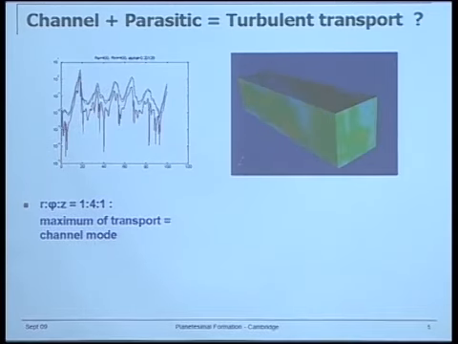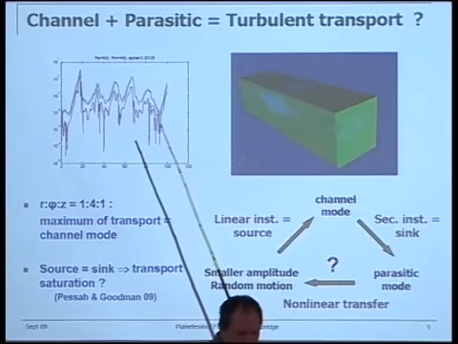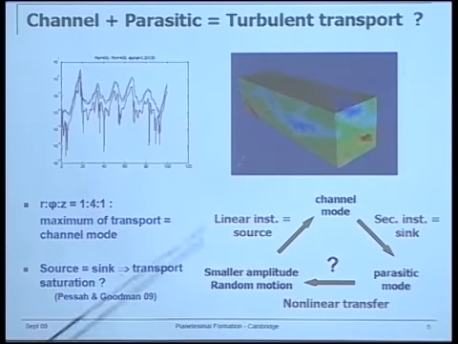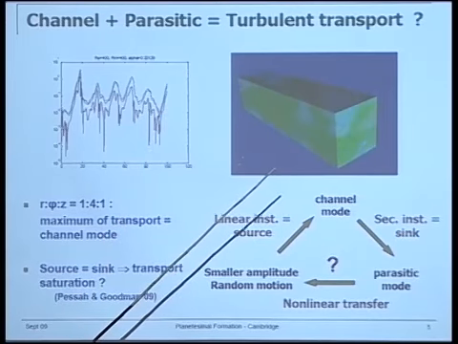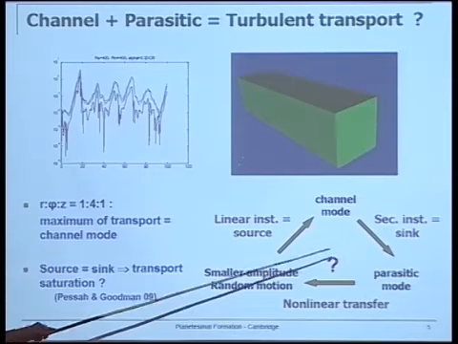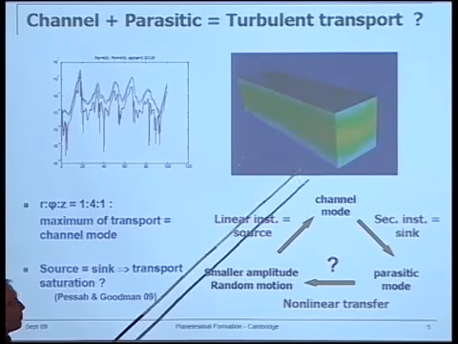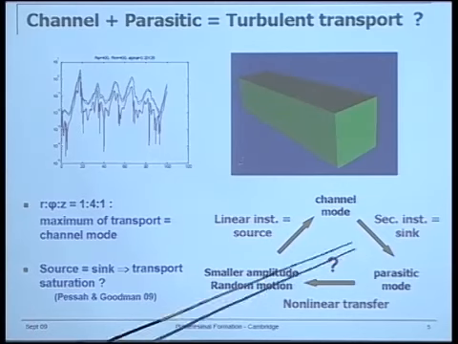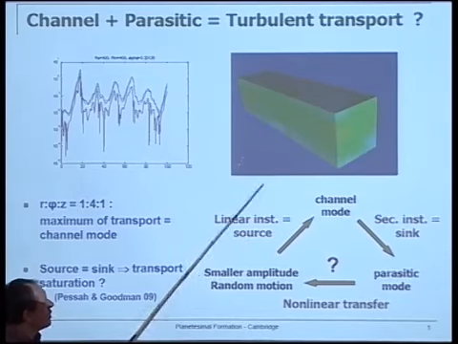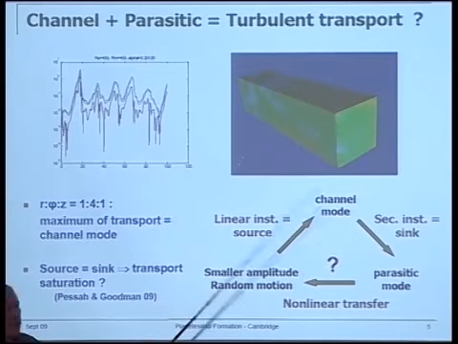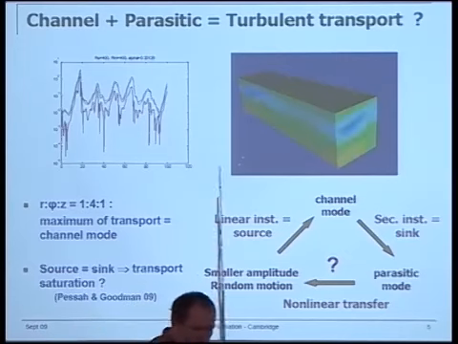So it has been surmised for a while that possibly you have some kind of a scheme like that in which the linear instability would be the source, the transport would be dominated by the channel mode, it would be broken up by the secondary instability that I just spoke about, which would act as a sink and produce a parasitic mode, and then through some unspecified nonlinear transfer you get smaller amplitude and kind of random motions out of which you replenish the channel mode. And this part of the statistical equilibrium, that is sink equals source, has been recently quantified by Pessah and Goodman.